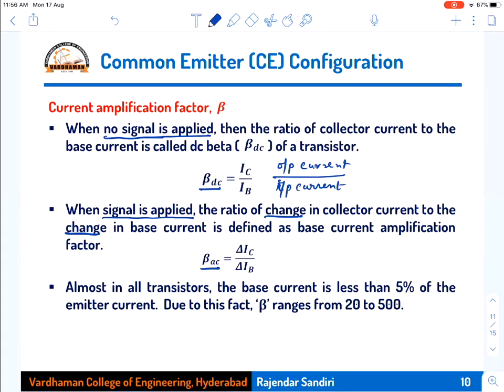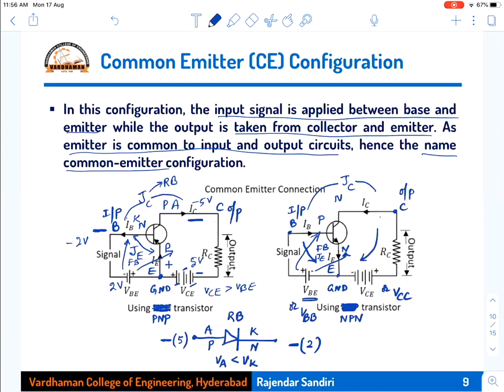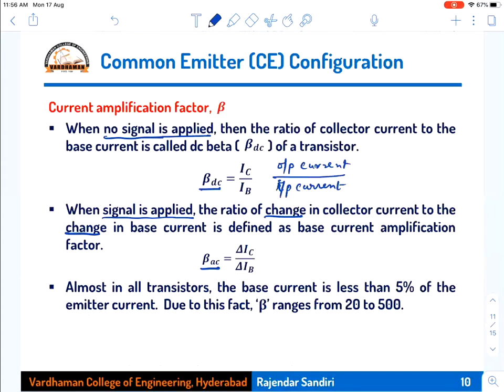For DC they take only a value at one point, because constant current will be flowing in case of DC. Therefore, we take only IC by IB. Here there is no negative sign because, if you see the figure, both currents are either inside or both are outside, so the sign is positive. The output current is the collector current and the input current is the base current. So IC by IB, and for AC, delta IC by delta IB.